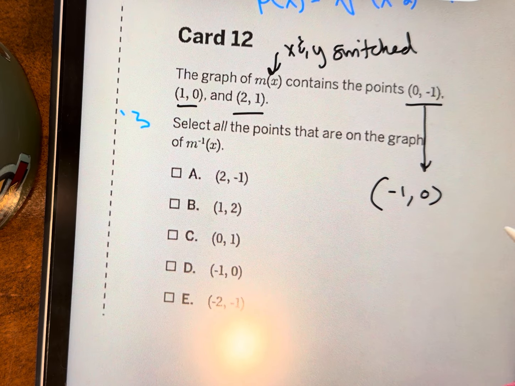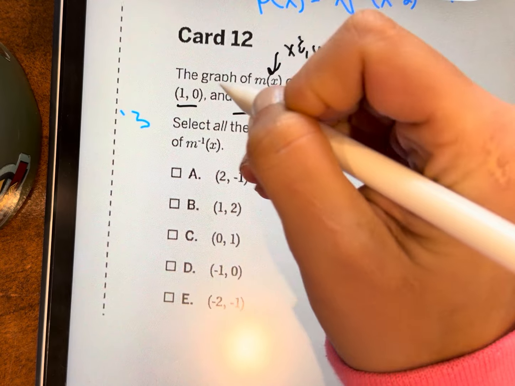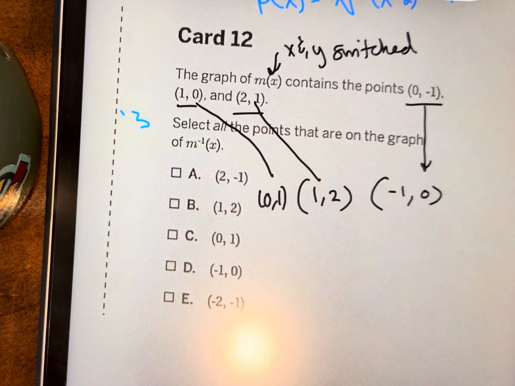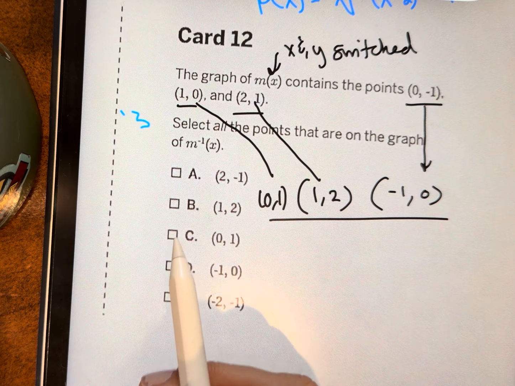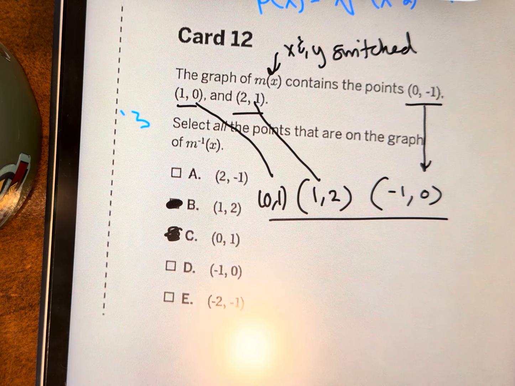-1, 0, 1, 2, 0, 1. They're the only ones, all right? If it's not one of these 3, it's not a correct answer. So C is good, B is good, D is good. No. At least I don't know. Okay, that's it. Just B, C, and D.